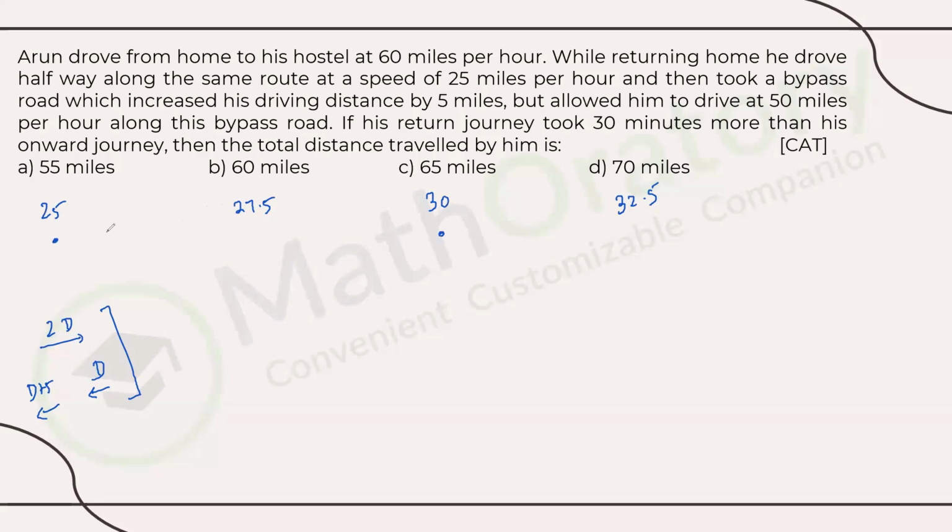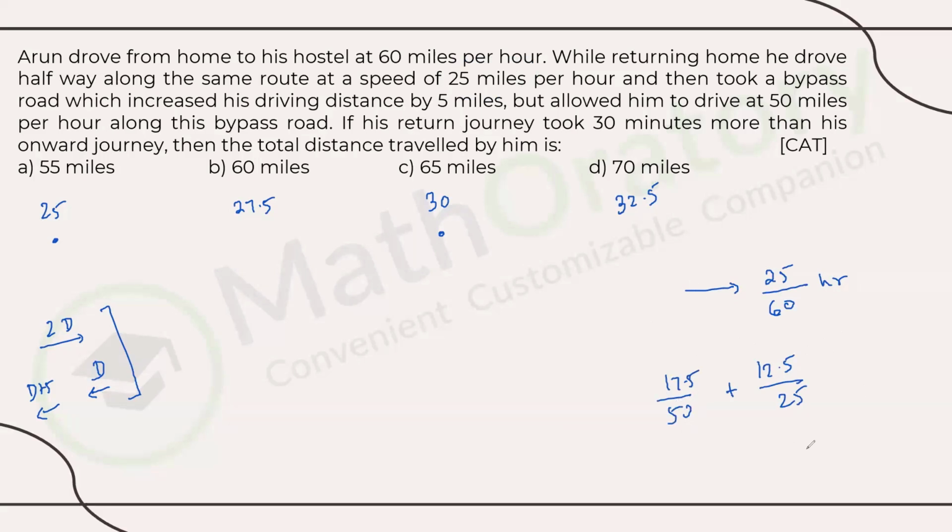So let us assume that he goes 25 miles to begin with in the forward direction. In the forward journey, he's traveling 25 miles with a speed of 60 miles per hour. So this should be the hours that he travels. Now while returning, what happens? Half of 25 he travels, so that is 12.5 miles with a speed of 25 miles per hour, right? The first section. Correct. Then he travels 12.5 plus 5, so that is 17.5 with a speed of 50 miles per hour.